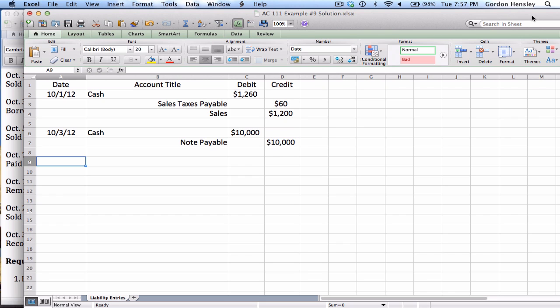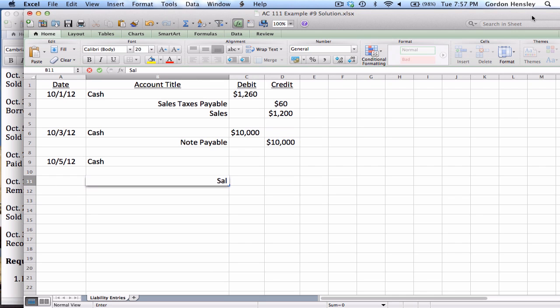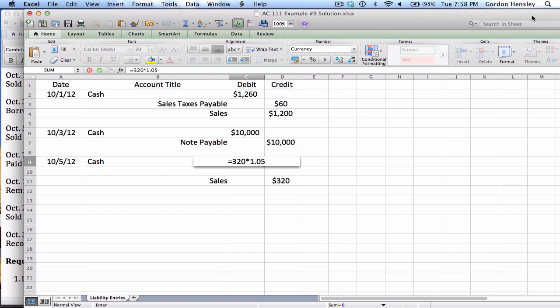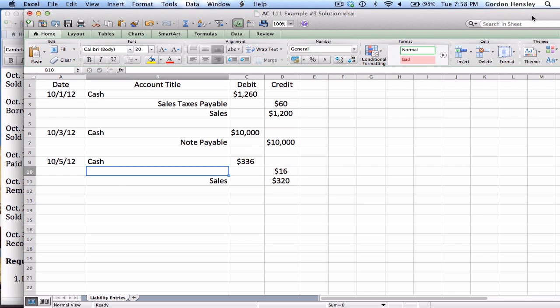So this one will be treated very much the same as the very first entry that we did. So this is October 5th. We will receive cash. I'll skip a space. We'll have a certain amount of sales. The sales value in this case was $320. I'm actually going to receive more than that. I'm going to receive 320 times 1.05, 105% of 320, which is 336. There's a difference there of $16, and we know exactly how to handle that. That's sales taxes payable.